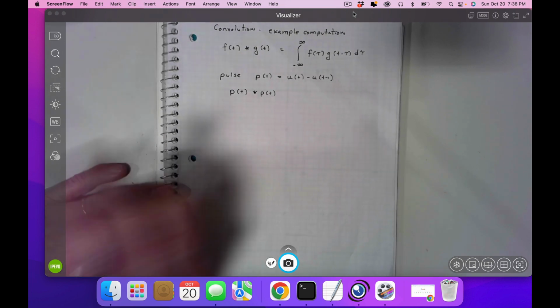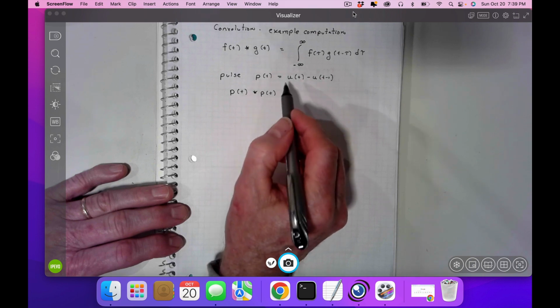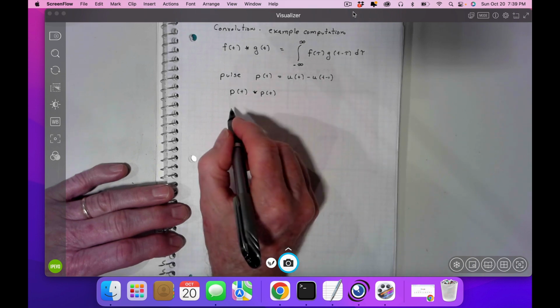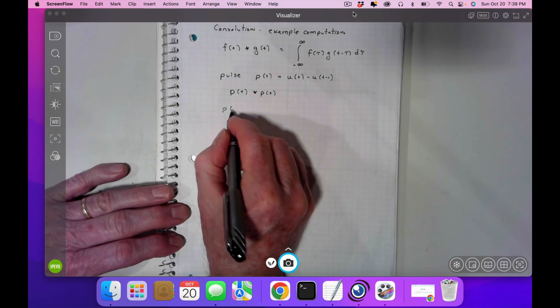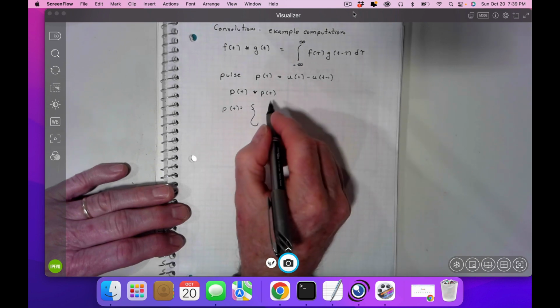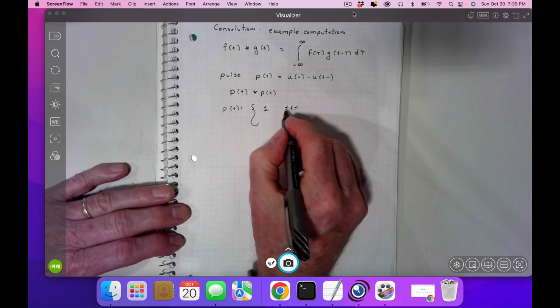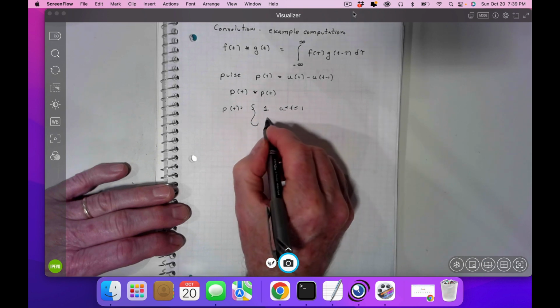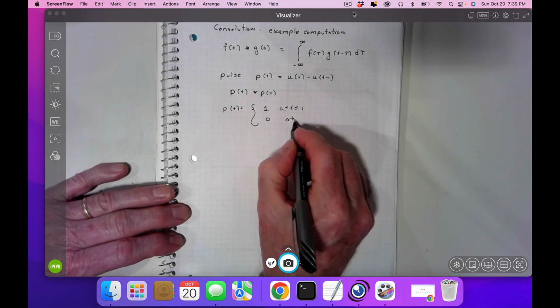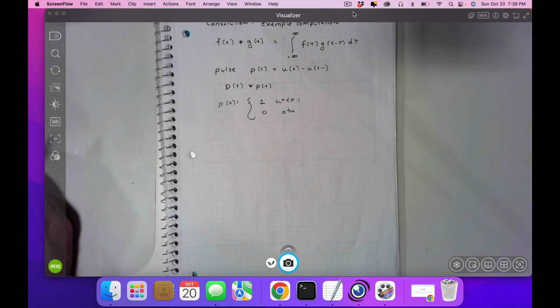All right, now when you're doing convolution and one of the functions has a piecewise definition like this, what we mean is p of t is equal to, here we have it in terms of unit step function, it's just 1 when t is between 0 and 1, and it is 0 otherwise. So when you have a piecewise definition for one of your functions, or both, and you're going to do convolutions, you generally have to draw a picture.